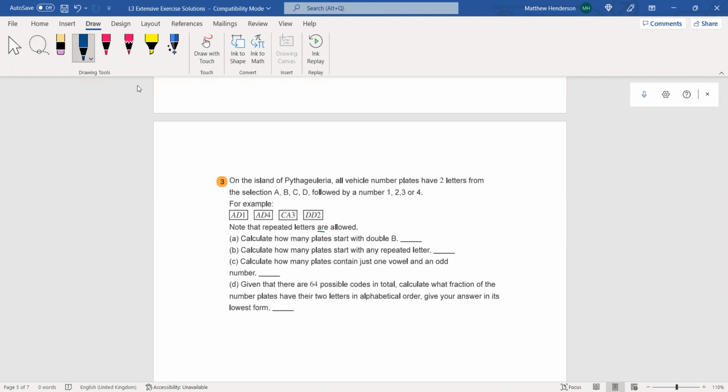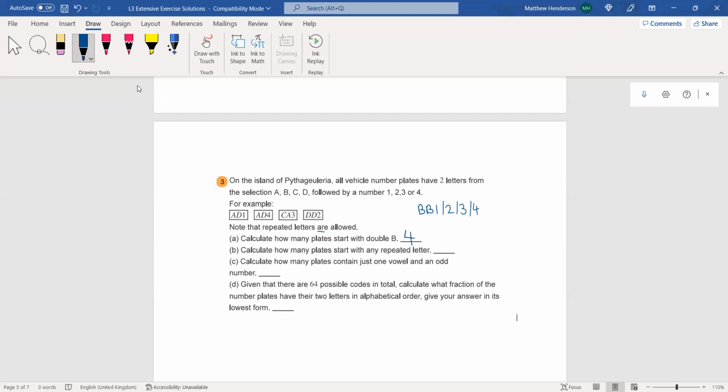So, how many plates start with double B? There is only one combination of letters we could choose that start with double B, which means I have 4 different combinations to choose numbers afterwards. For example, we've got BB1, we could also have BB2, BB3, or BB4.